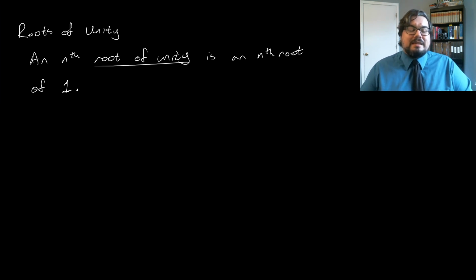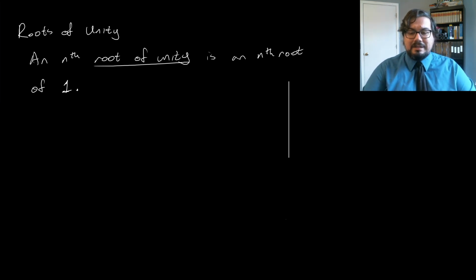Now, we're not used to thinking about 1 having non-trivial roots, because in the real numbers, any root of 1 is just 1. The square root of 1 is 1. The cube root of 1 is 1. The fourth root of 1 is 1, and so forth. But because we're dealing with complex numbers, the roots of unity are many. And there are n roots of unity for any n.